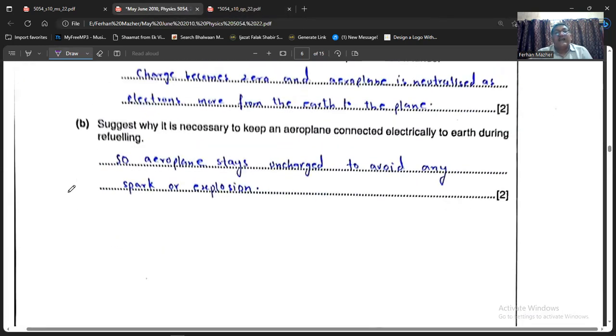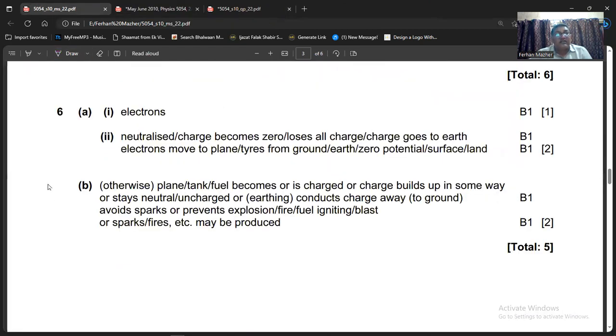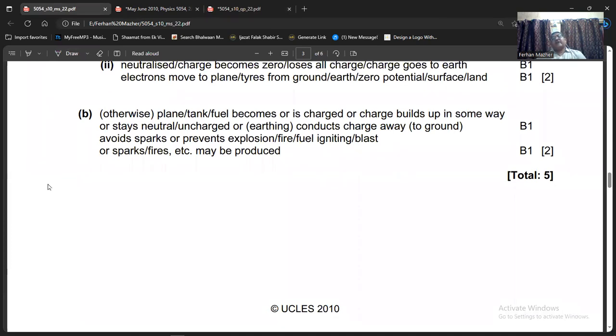So the aeroplane stays uncharged to avoid any spark or explosion. So this is our answer, and the marking scheme is also showing up on your screen. I told you that whenever you write the answer, listen carefully to what answer I describe, then there is a written answer, then there is this marking scheme. Join them together carefully, and then write your own answer.